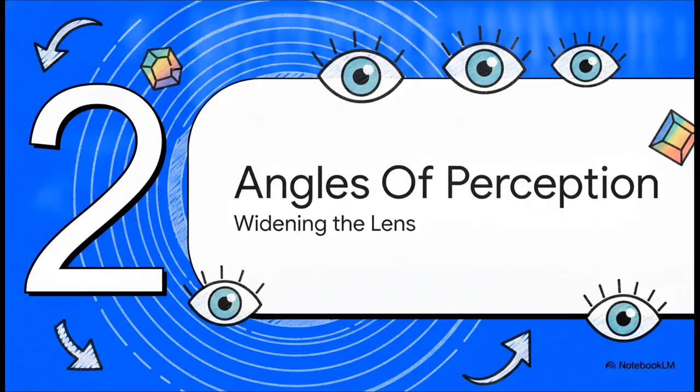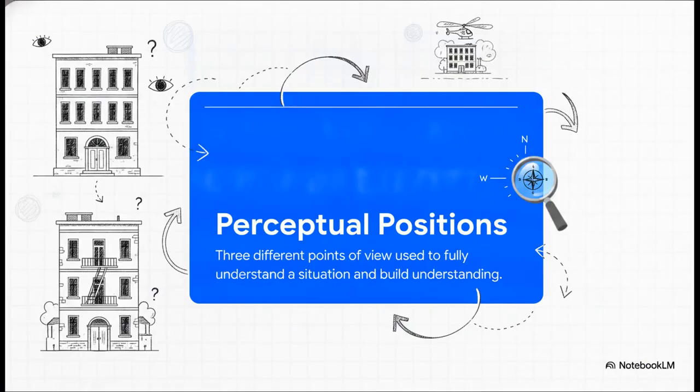Moving right along to Section 2, Three Angles of Perception, Widening the Lens. Let's see how we can build a true psychological antidote for that single-dimensional thinking. NLP offers a brilliant framework called Perceptual Positions. This was originally put forward by John Grinder and Judith Delosier, building on the work of Gregory Bateson.